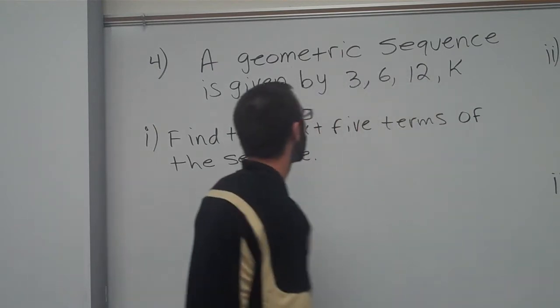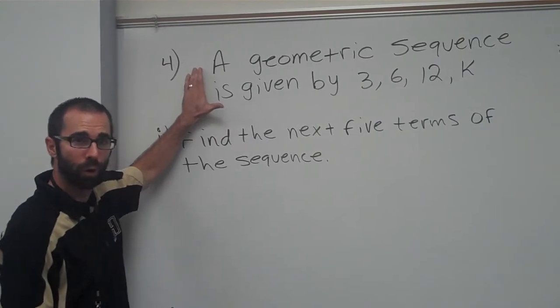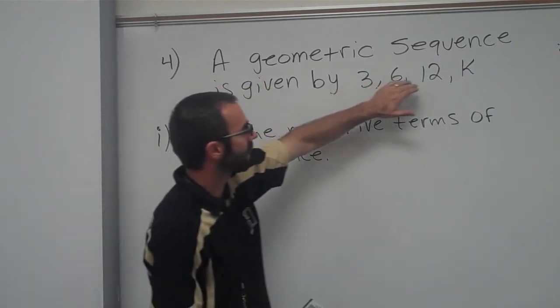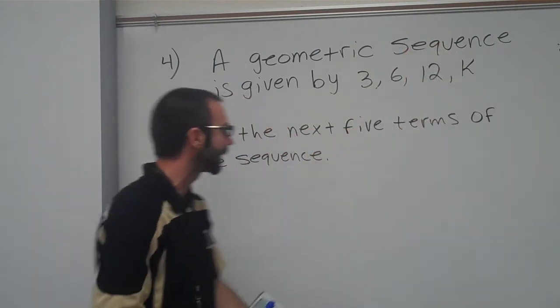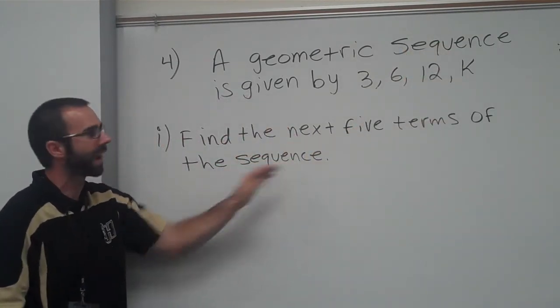All right, here we go. So we're continuing on with our test corrections, and now we're on problem number 4. We're given a geometric sequence, 3, 6, 12, K, and so forth. This thing's going to keep on going. What we want to do here is first find the first 5 terms.